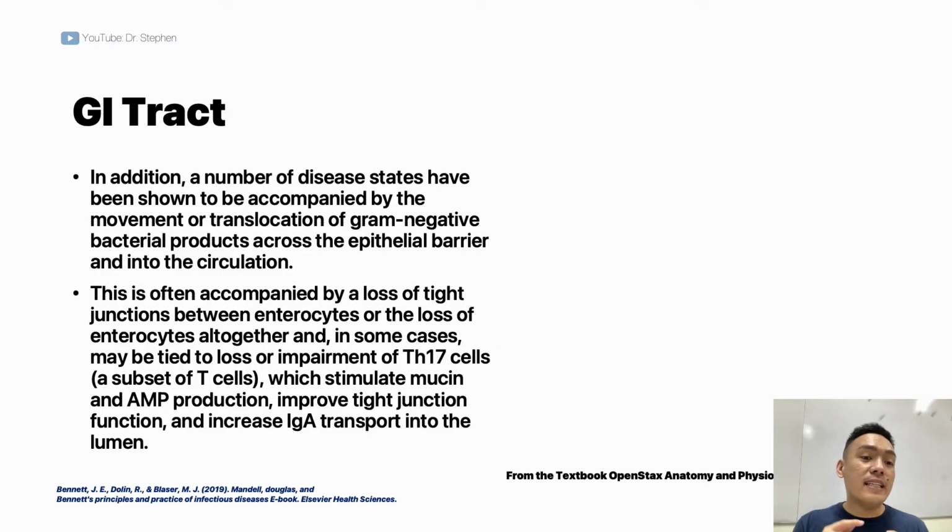In the GI tract, in addition to that, a number of disease states have been shown to be accompanied by the movement or translocation of gram-negative bacterial products across the epithelial barrier and into the circulation. And this is very often accompanied by loss of tight junctions. These losses of tight junctions happen between the enterocytes and/or the loss of enterocytes altogether. And in some cases, it may be tied to loss or impairment of Th17 cells, a subset of T cells, which stimulate mucin and AMP production that improves tight junction function and also IgA transport into your lumen.